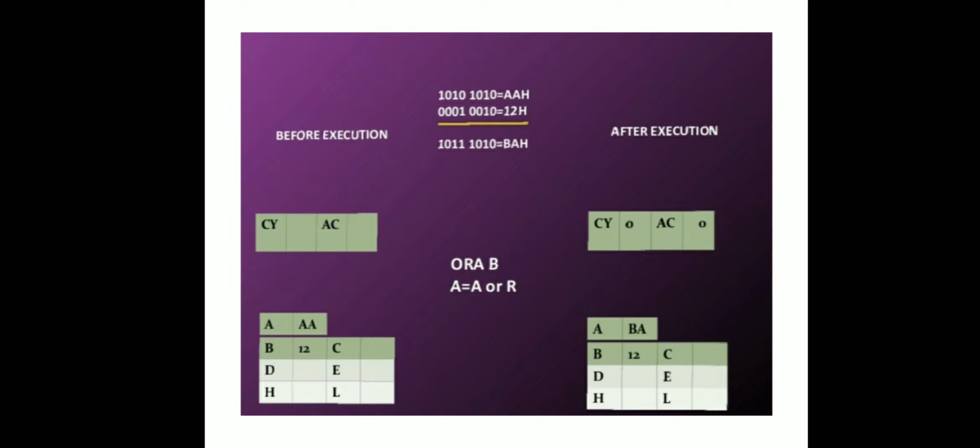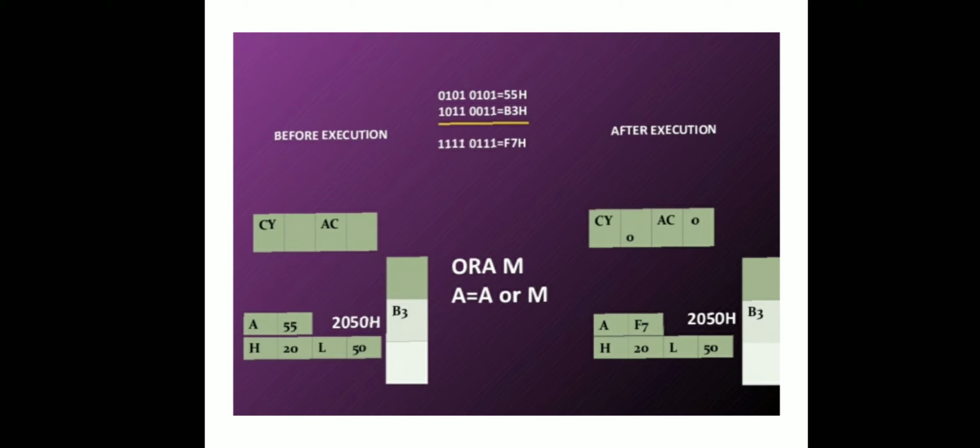For example, logically OR with register B. After execution of this instruction, the result is stored in the accumulator, and the content of register B is the same as before the execution of this instruction. Now, logically OR with memory.